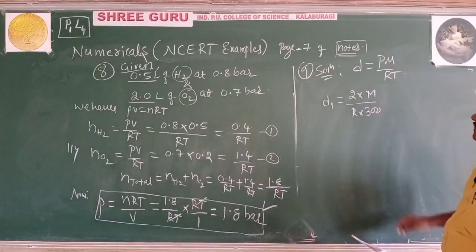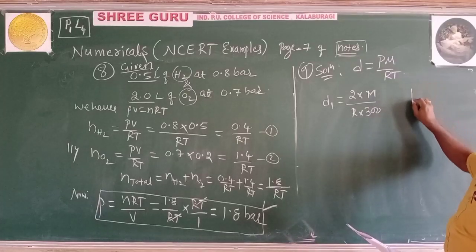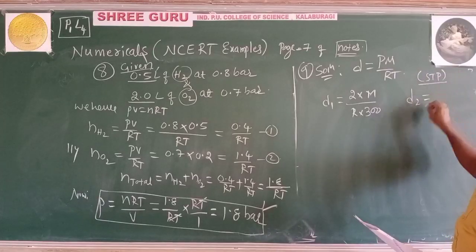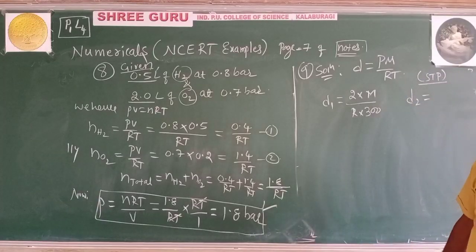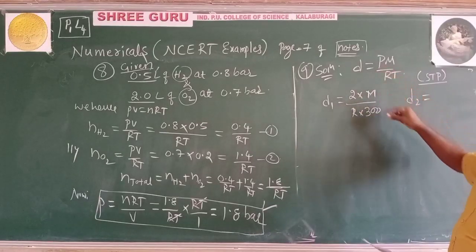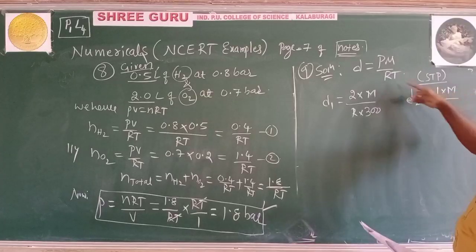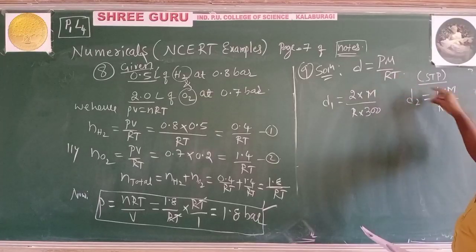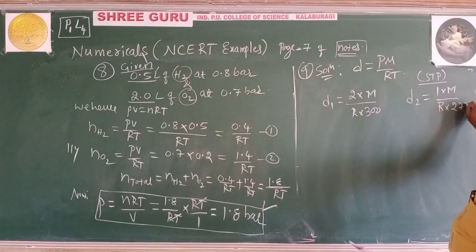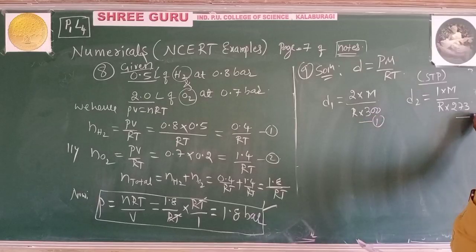This is D1. And at STP conditions, you write D2. What is the STP condition value of pressure? 1 bar. Molar mass is the same and R is as it is. STP temperature is 273 Kelvin. This you call equation 1, and this you call equation 2.